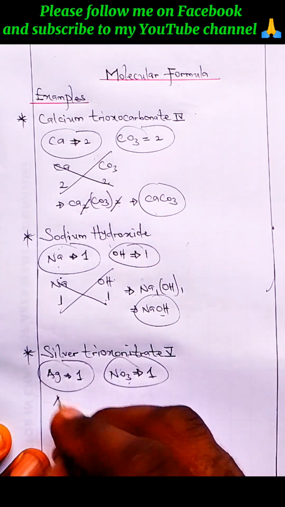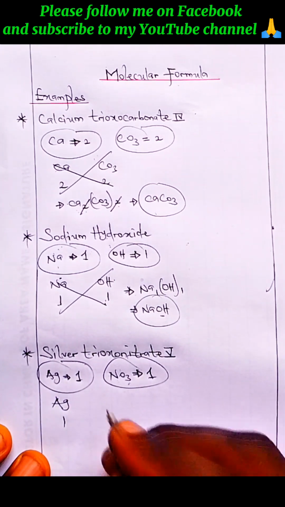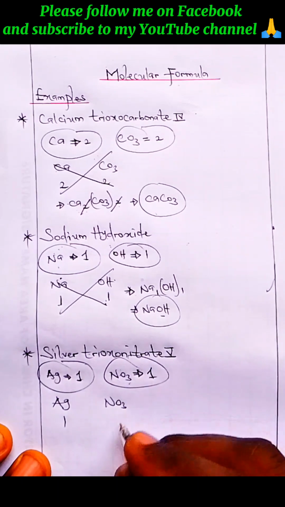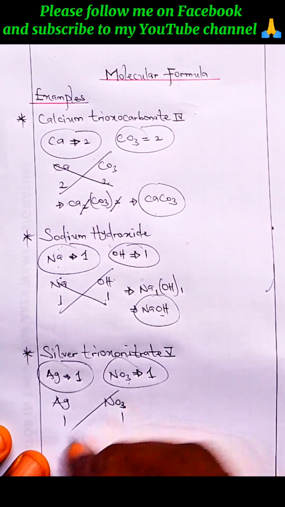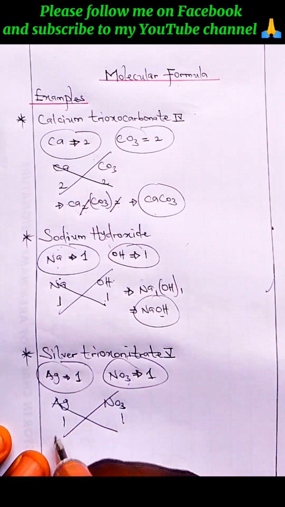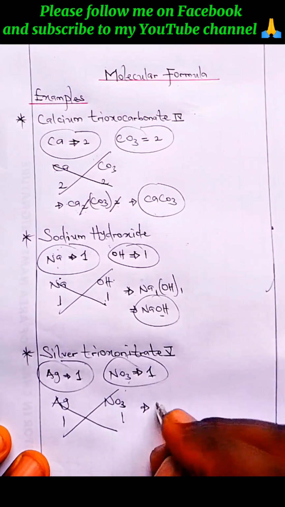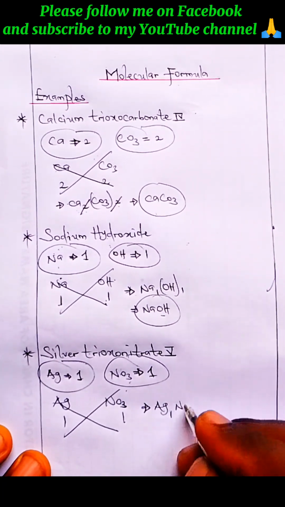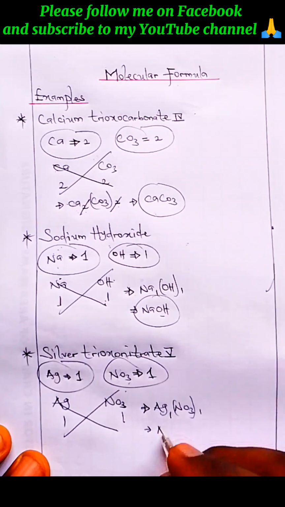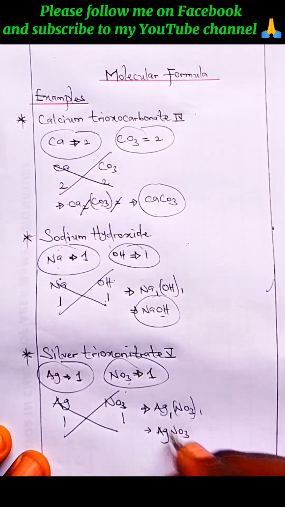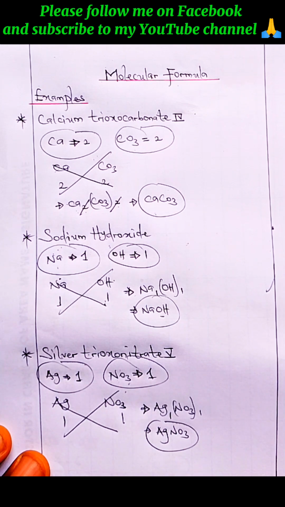So what do we do next? This Ag right here, 1 atom of it. This NO3, 1 atom of it. So what do we do next? We cross multiply. So 1 goes with this, 1 goes with this. So Ag, 1 atom, NO3 in bracket, 1. So what do we do next? We bring it out: AgNO3. So this is silver nitrate.